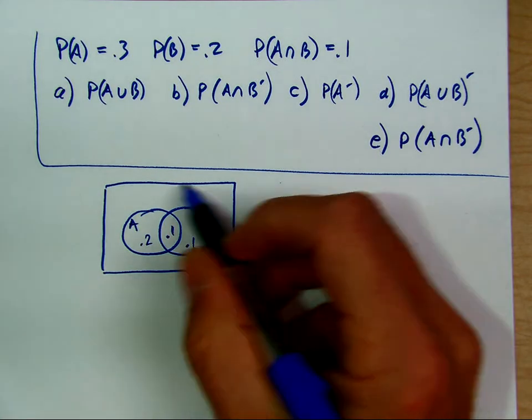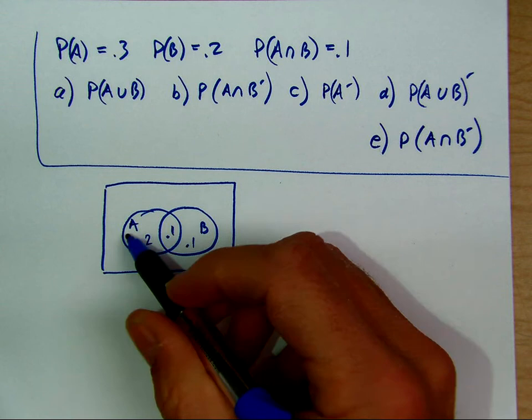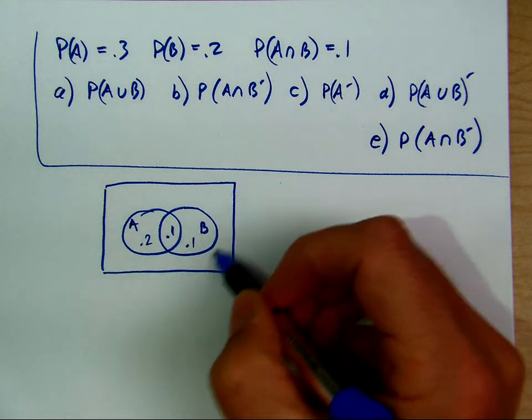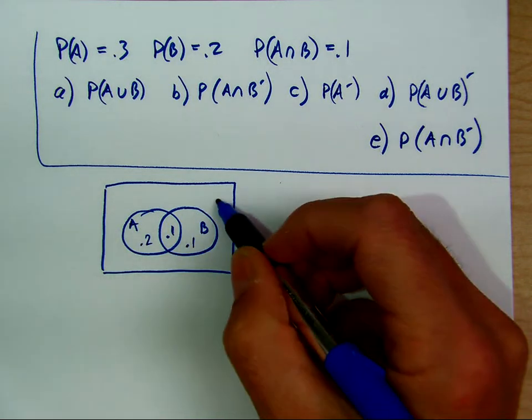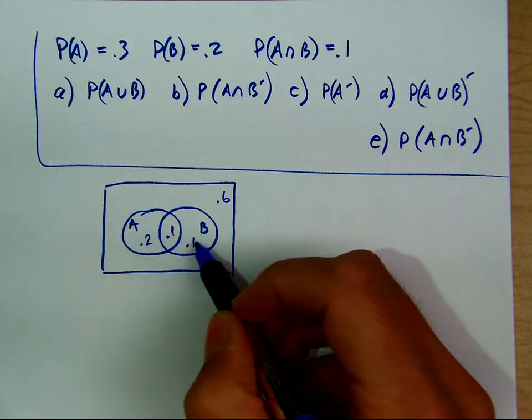Then the complement of the union of A and B, or this region out here, is 0.6 because all of this is 0.4.